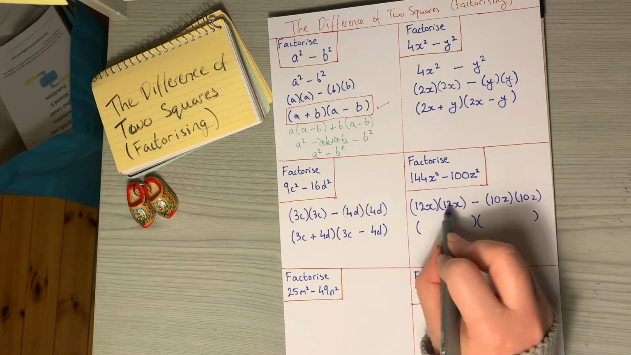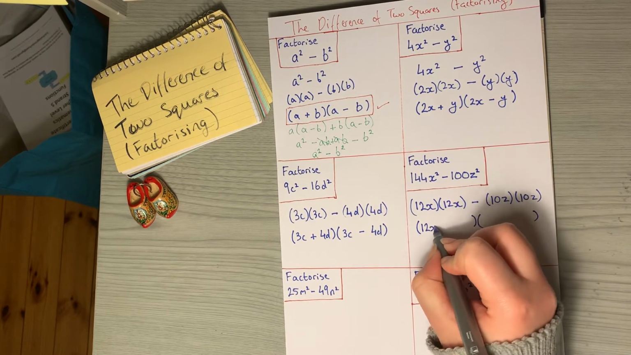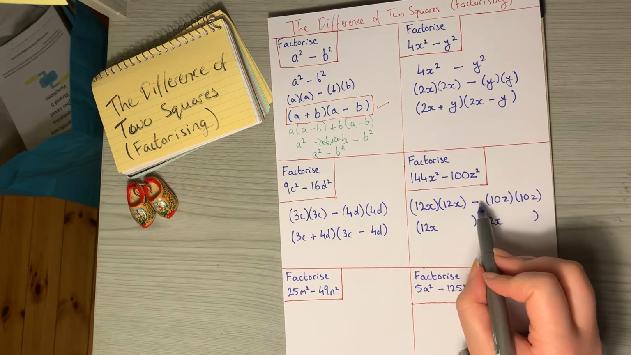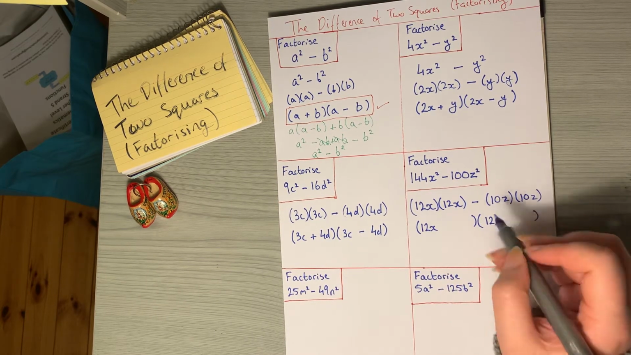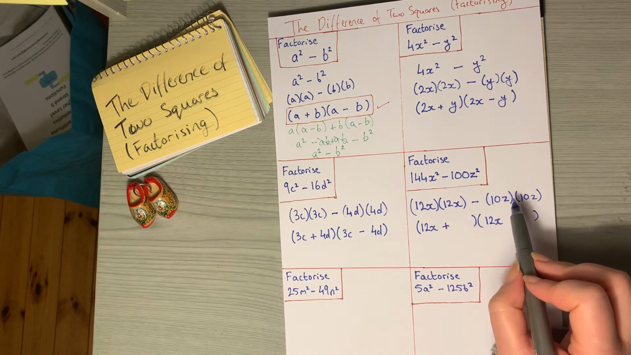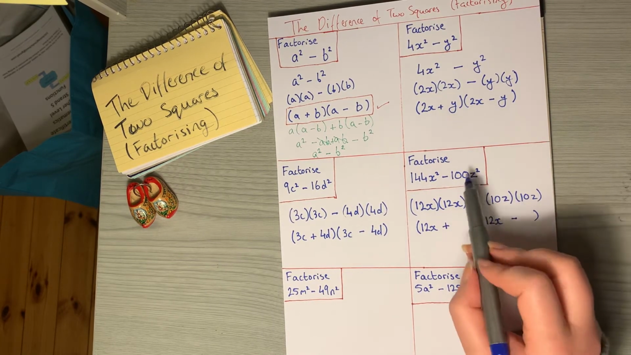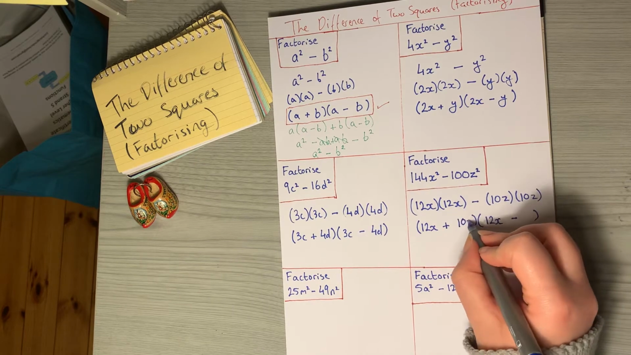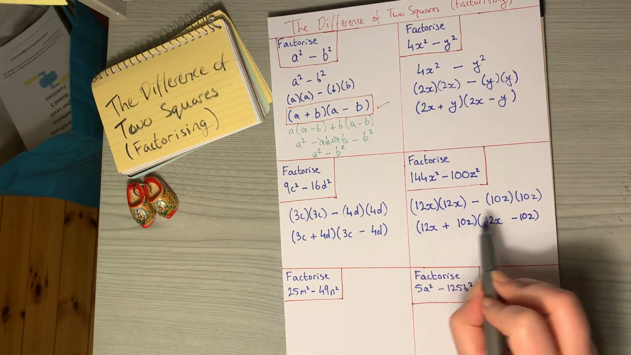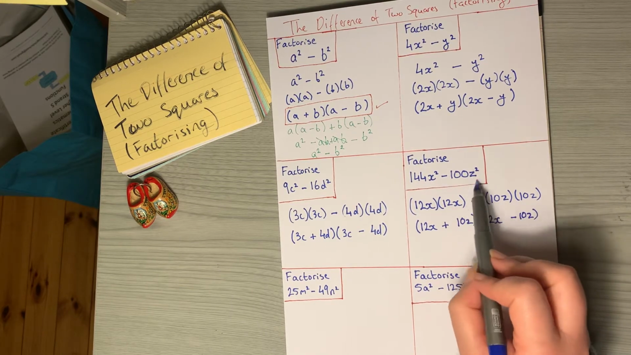Okay, my 12x's are positive again, so we're just following the same method. And then I have to have my plus and my minus. So that'll give me a minus term at the end, which is what I want. And it'll cancel out my middle terms. And then I put in a 10z and a 10z because that'll give me the 100z squared.